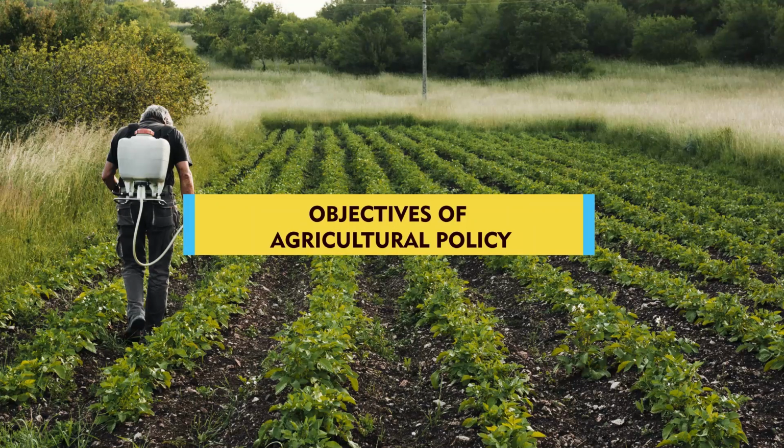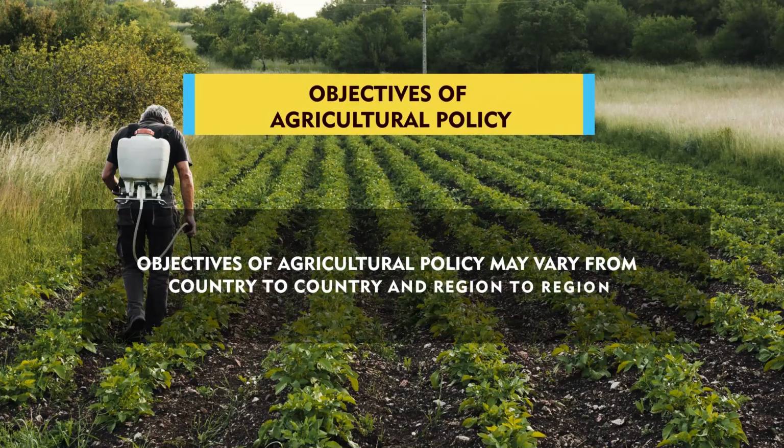Many policies have been implemented in the agriculture sector, and the objectives of agriculture policies may vary from country to country and region to region, and sometimes they also vary according to time. Food security was the major policy objective in India during the green revolution and post green revolution period, because we used to import food from other countries to provide foodgrain to our population.